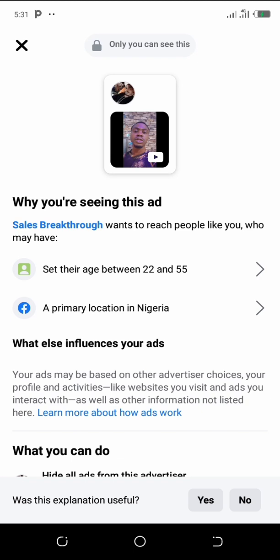Now let's see why you are seeing this ad. Sales Breakthrough wants to reach people like you. Like I told you, it's either you are a lookalike audience or you have shown interest in stuff related to this. Right here, the reason I'm seeing this is because I am a lookalike audience. Now you can see he sets the age between 22 and 55. That is the people he's targeting on Facebook. You can pick this and use it in your ad.